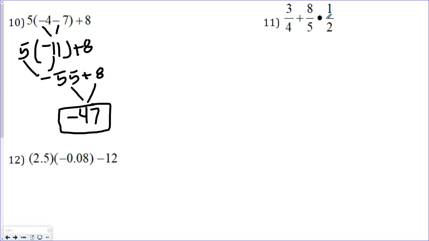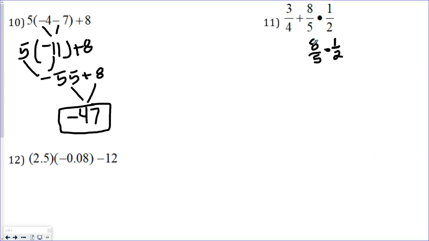This one doesn't give you the parentheses bar, but you have to know that if there's no parentheses bar, you do your multiplication first. So in this case, I would do 8/5 times 1/2 first, because multiplication comes before addition in the order of operations in the PEMDAS. So multiplication first, then you can do your addition later.